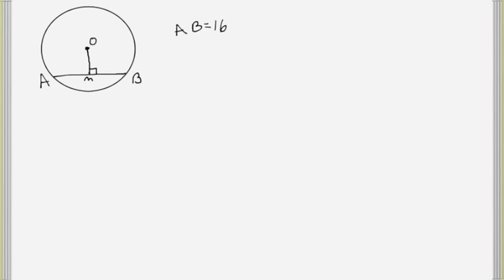We're given that AB is equal to 16. OM is equal to 6. And we want to find the length of a radius. Okay, first, if AB is equal to 16, what does that tell us?